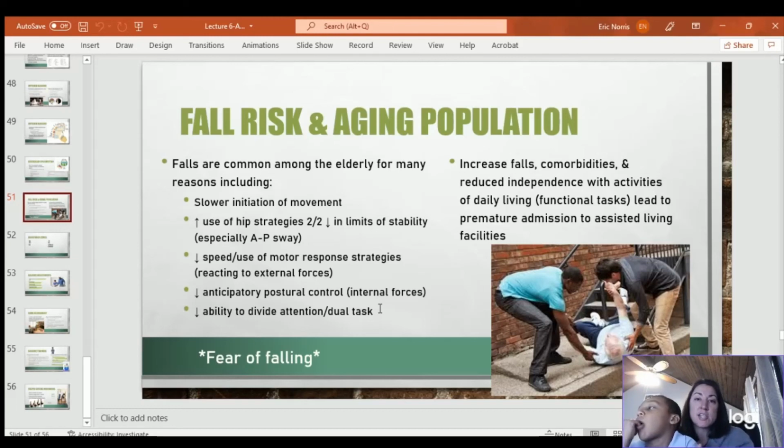So the changes that they make to the gait may be kind of subconscious. They probably wouldn't tell you that they're doing that on purpose, but once you get down to the root of the problem, that is what they're doing.